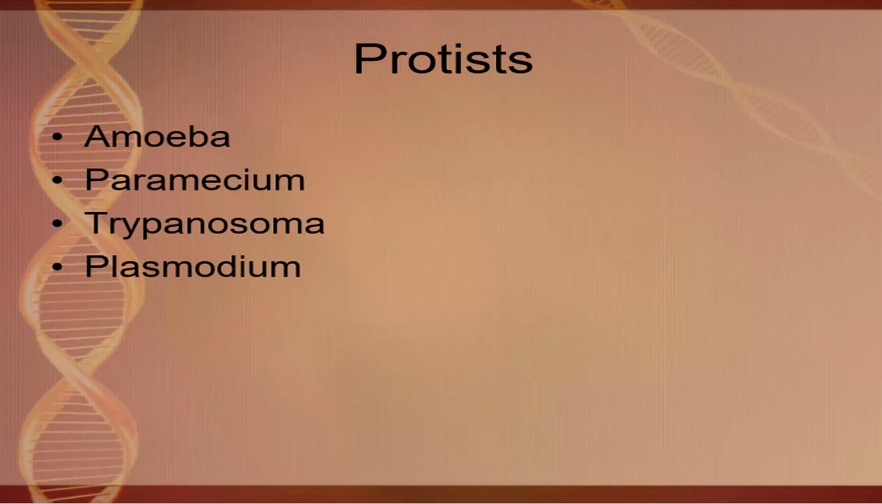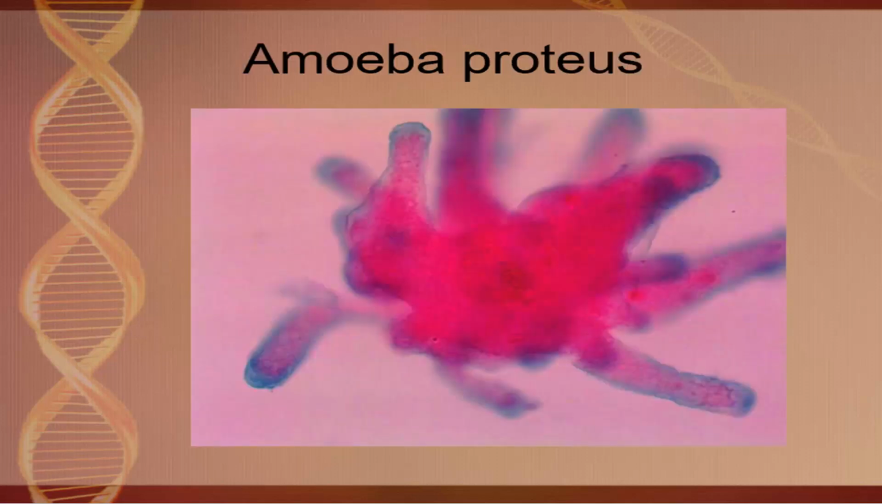We're going to look at four. We'll look at the Amoeba, the Paramecium, Trypanosoma gambiense, and Plasmodium vivax. And the first one I want to look at is Amoeba proteus. Now, this is Amoeba, and there's a lot of different species of Amoeba.